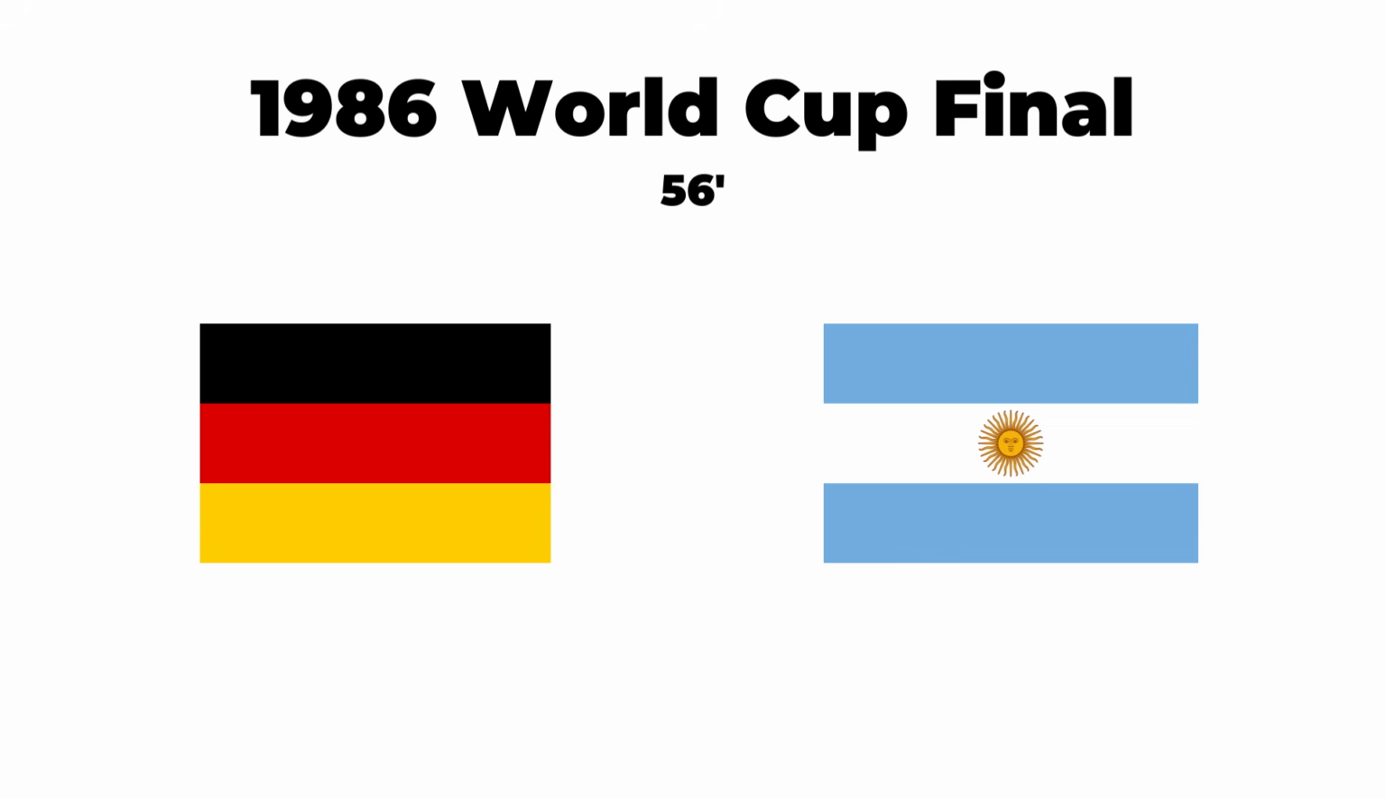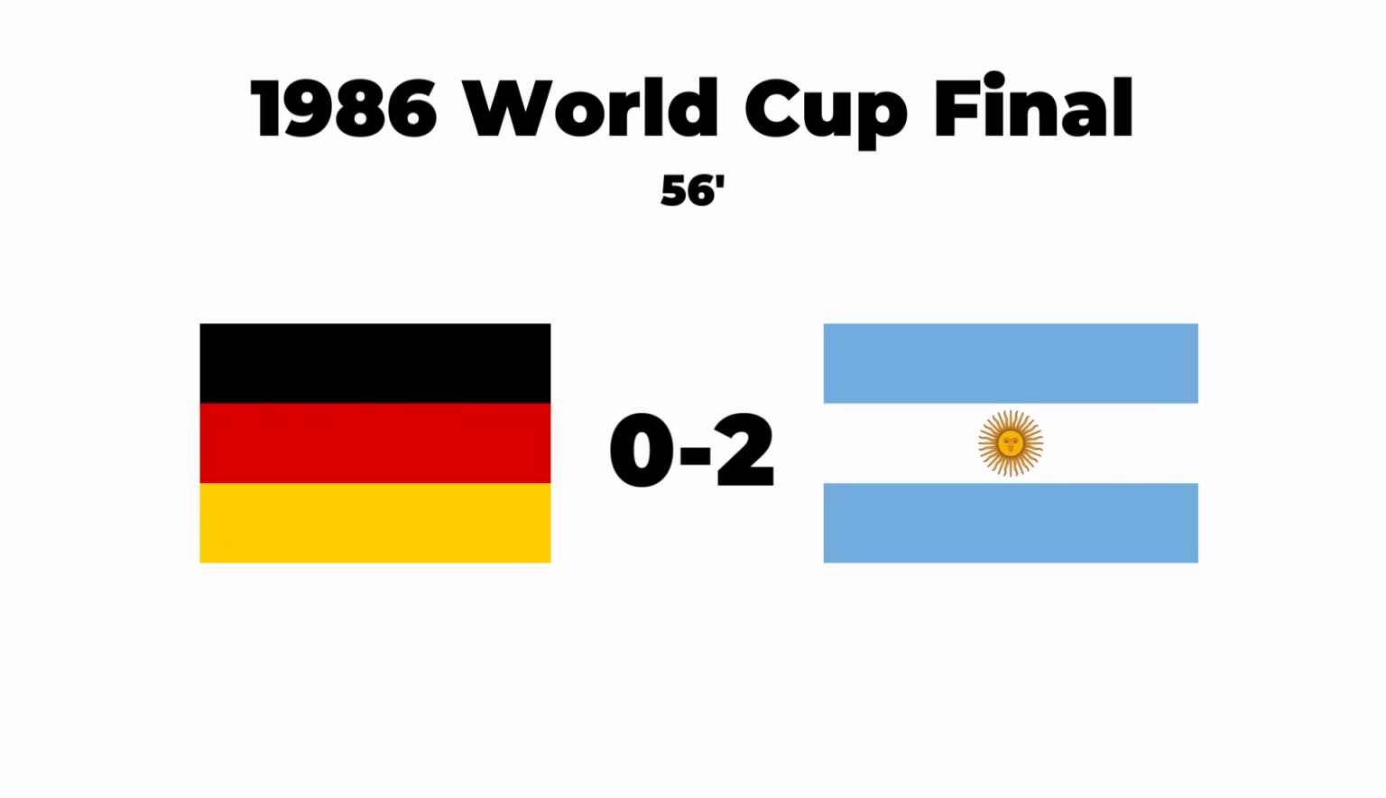The Argentines were the more dominant side, which resulted in them taking the 2-0 lead by the 56th minute. It looked like Argentina were on the way to their second World Cup win, but the Germans fought back, as Karl-Heinz Rummenigge scored in the 74th and Rudi Völler equalized in the 81st.